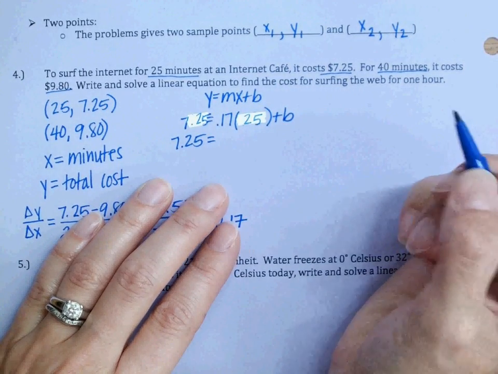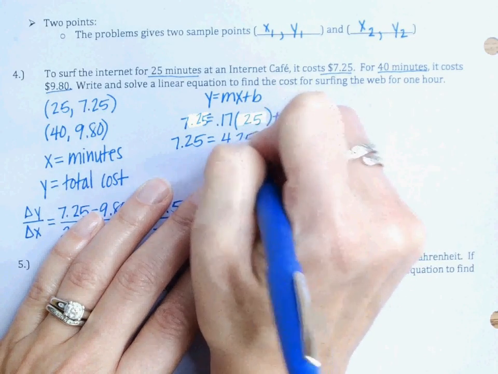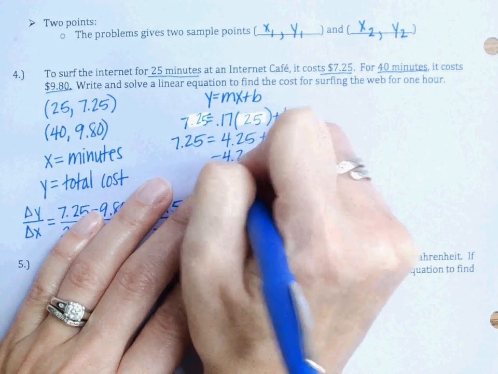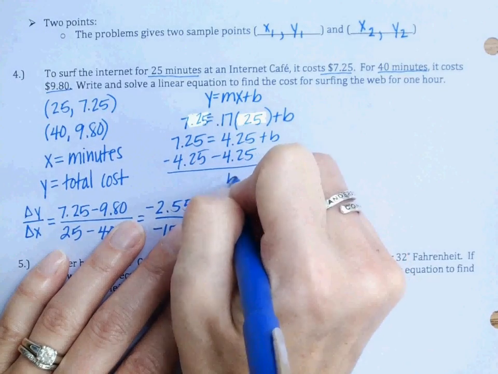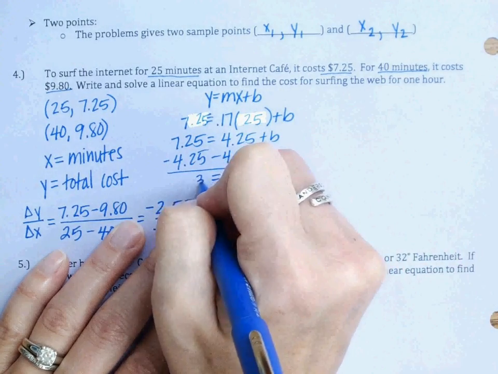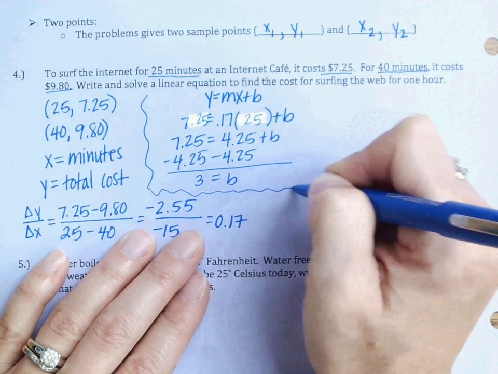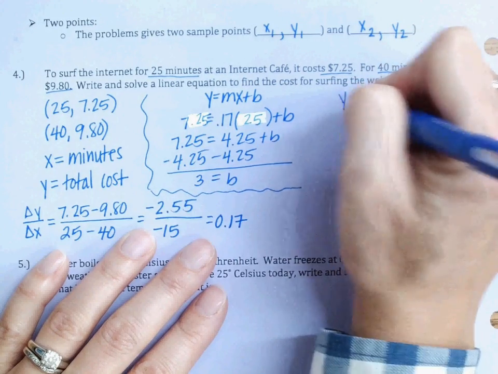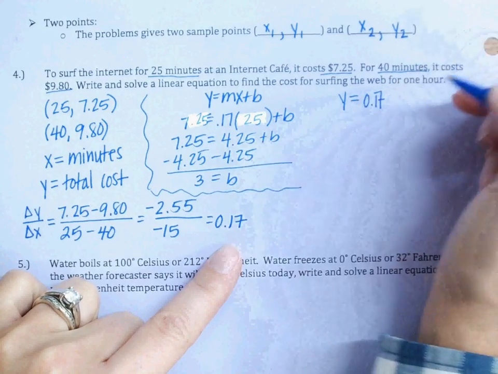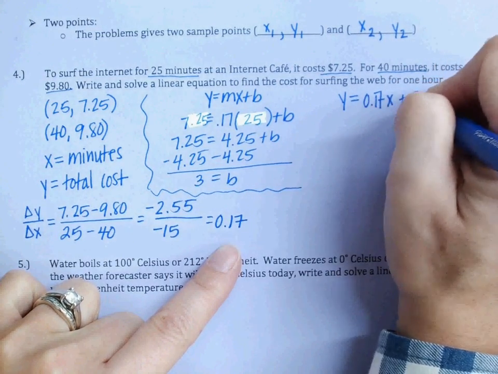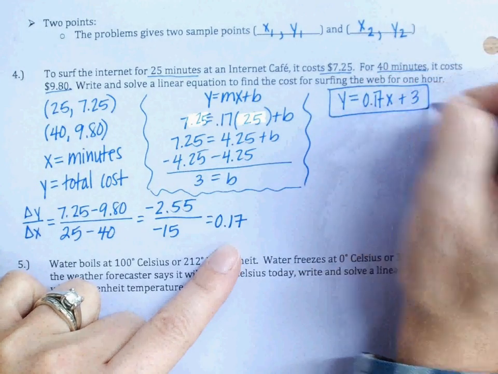So 17 hundredths times 25, that is $4.25 plus B. We subtract that from both sides, and we get B to equal 3. Okay, so just going to organize my work here. And my equation is y equals 17 hundredths x plus 3. So box that in. That's important for us for grading.